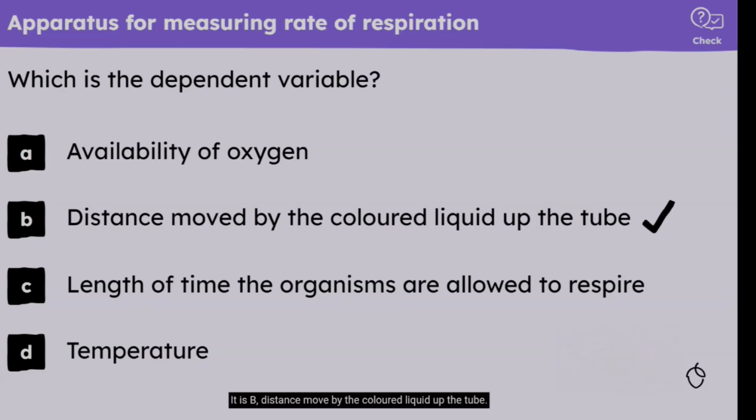It is B, distance moved by the coloured liquid up the tube. Availability of oxygen and the length of time that organisms are allowed to respire, those are variables that should be controlled, and temperature, that was the independent variable. Great job if you got that right.